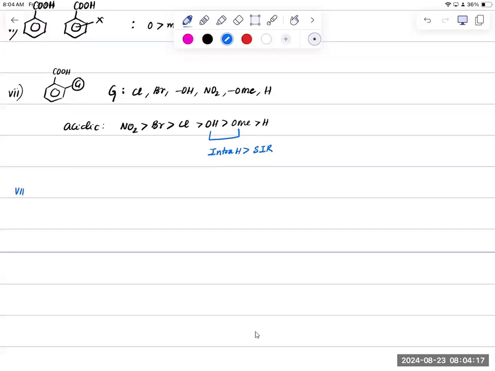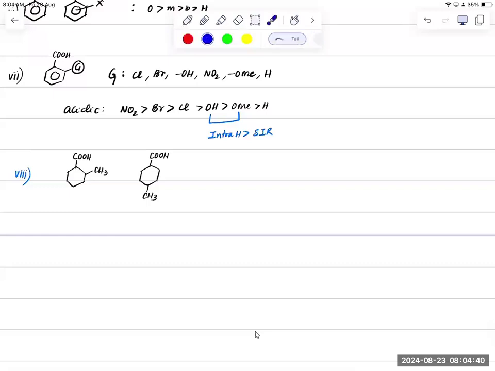A lot of students earlier also used to make this mistake. So please check this out carefully. If you have COOH and CH3 here, and you are comparing COOH and CH3 here, correct? Between these two, if you were asked which one is more acidic, then you will go for para.